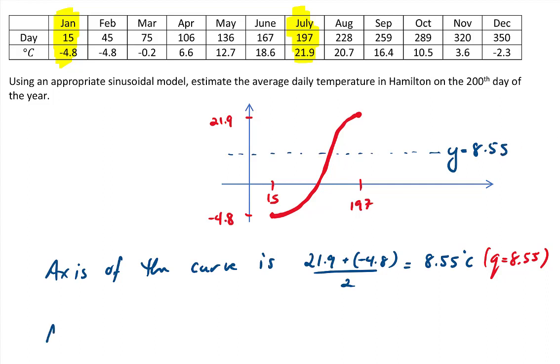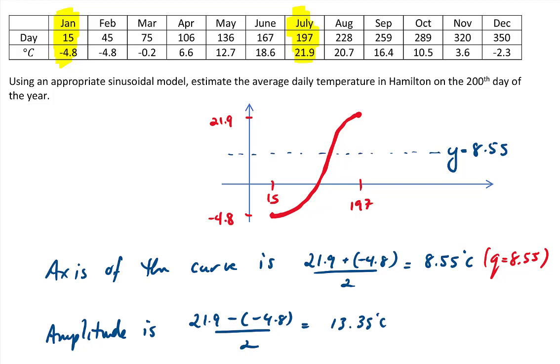Next up is the amplitude. And the amplitude is the subtraction of the max minus the min, divided by 2. And in this case, we'll get 13.35 degrees Celsius. And that gives us our A value for our sinusoidal function. And again, the amplitude would be the point from here to here.